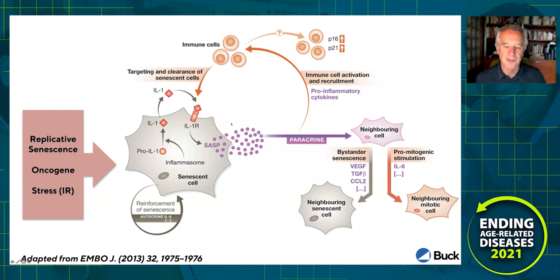The SASP also has a secondary effect, what we call a paracrine effect, where it can affect neighboring cells, either by inducing secondary senescence or also inducing promitogenic stimulation. And we suspected that the SASP might actually be activating CD38.